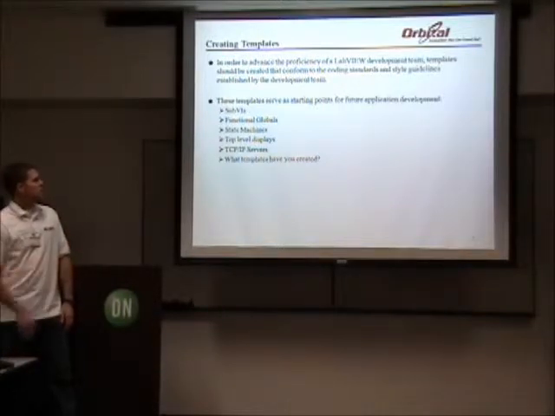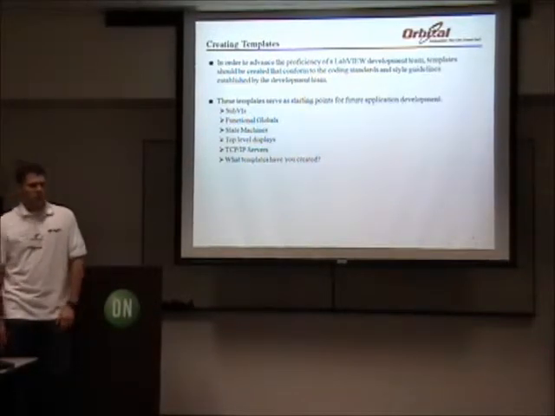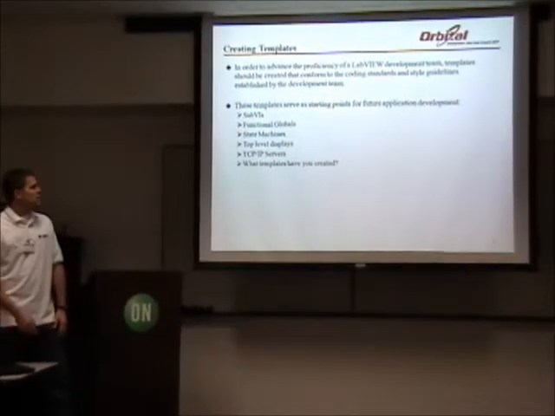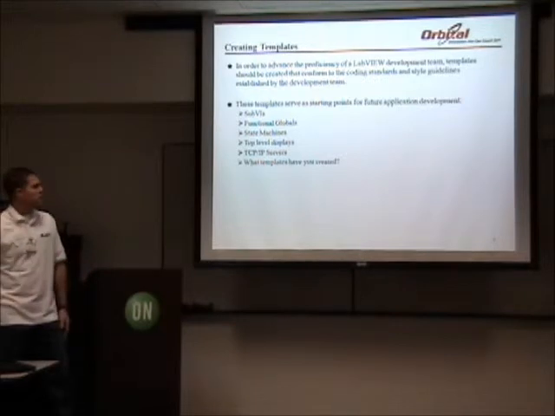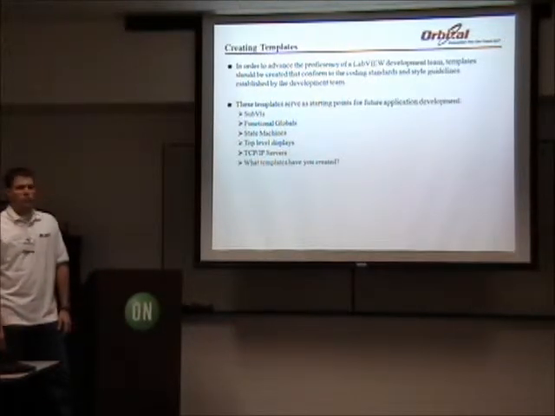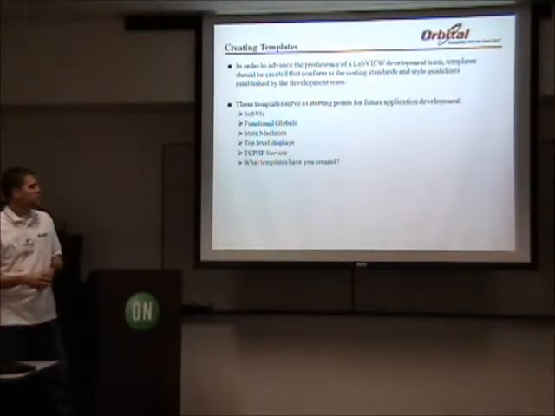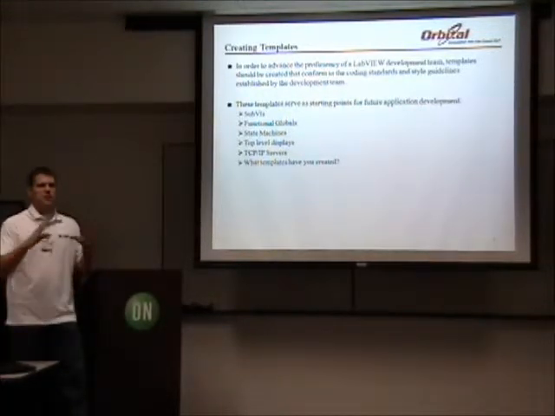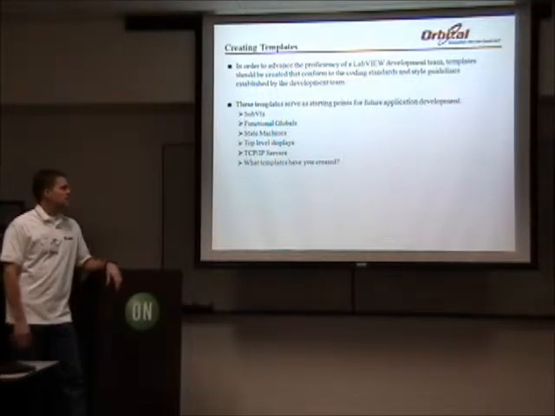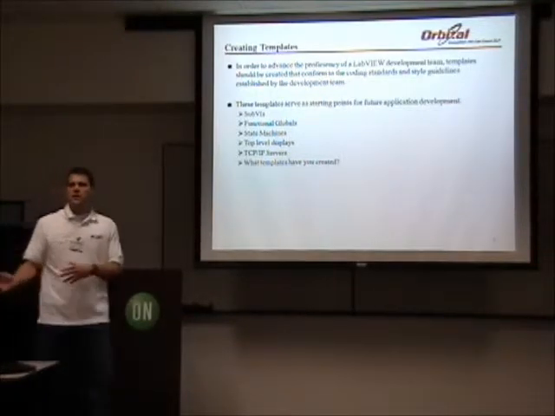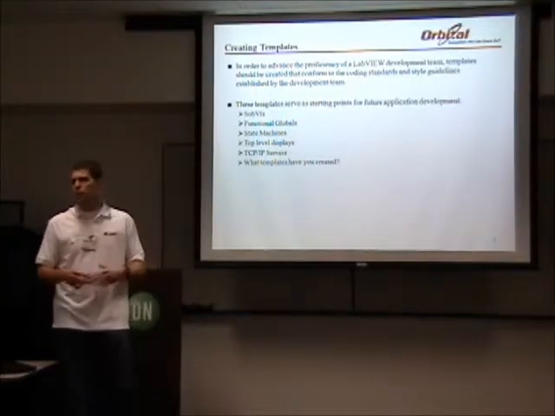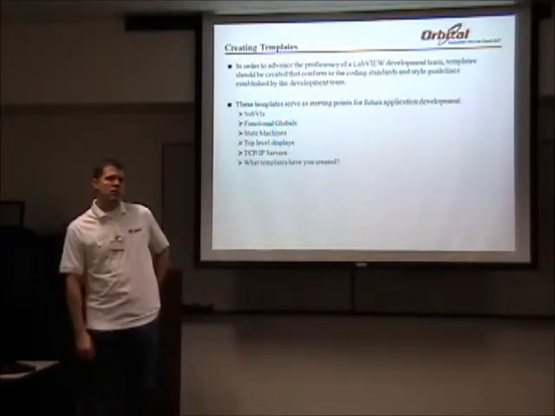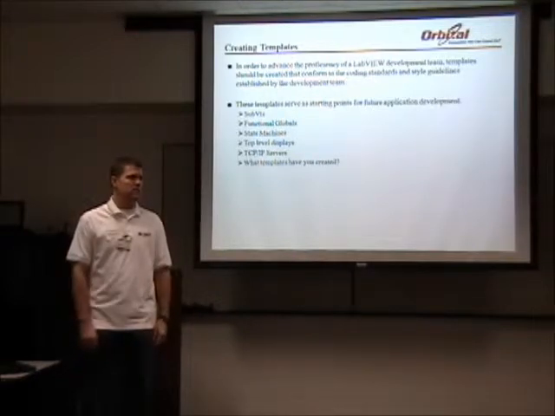So these are just some examples of different starting points or templates that I've seen in our organization. Sub-VIs could be as simple as just having the error handler around it. Functional global templates, so you have a quick starting point for creating functional globals. State machines, top-level displays, anything that the user is going to see. TCP/IP servers. So what other kind of templates have you all found that have been useful to create for your developers to start? Do you also create templates in your organization?